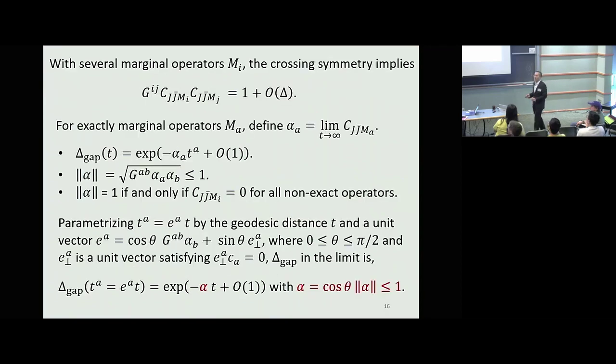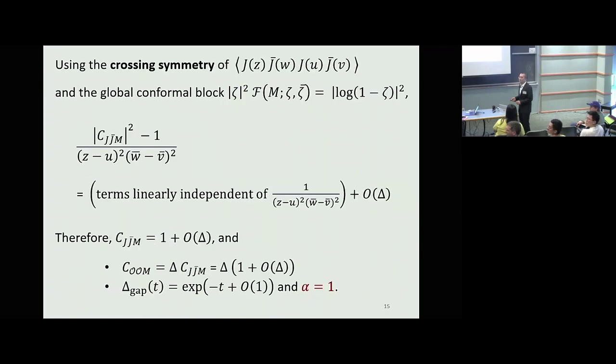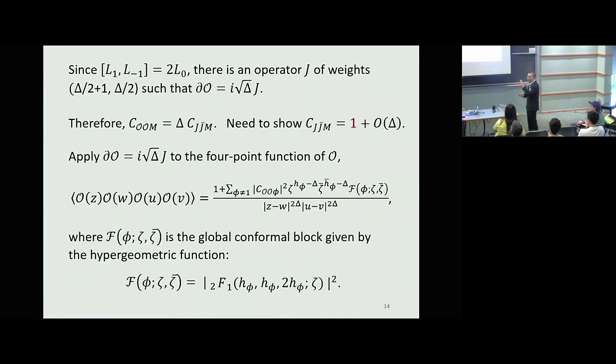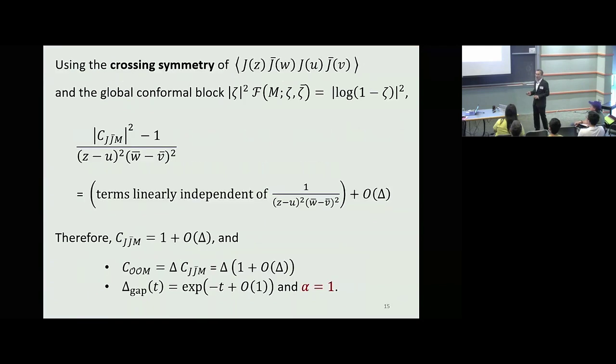Yes? I think that J is a global primary. It becomes global chromatic in the limit. Yes, but you can think of this as a functional equation. Once you write this equation, then we can forget about all these quantum field theory statements. I'm just talking about functional analysis at this point.